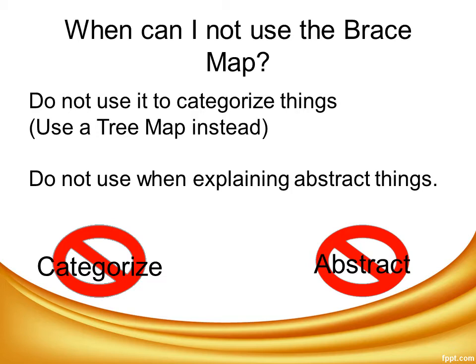Many times people will get confused when using a brace map or a tree map. A brace map is used for concrete things when you're breaking apart. Tree maps can also be used for concrete things. They can also be used for abstract things, and they're used for categorizing different things. If you're breaking something apart or dividing it into its parts, you use a brace map. If you're trying to organize things into different categories, you use a tree map.